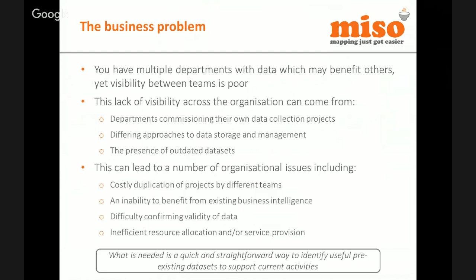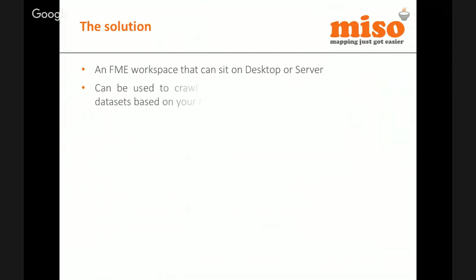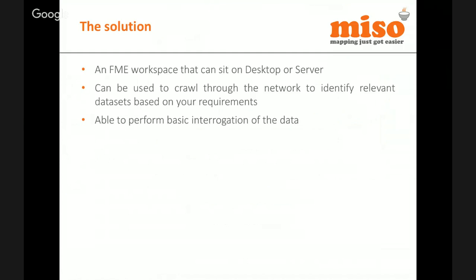So you need a very quick, straightforward way to identify what you've got available to you, either on your own computer or on a network drive. So the solution, again, is an FME Workspace that can sit on desktop so you can run it yourself, or sit on a server so people can query, say, the network drives whenever they want. Of course, if it's on the server, you need to make sure the server has network access or network rights so it can read all those network drives. So it's a way to crawl through your network and quickly identify all the data sets that might be of interest to you, and perform basic interrogation.